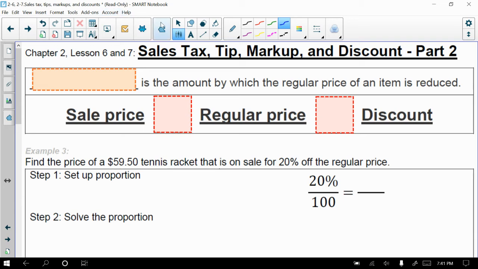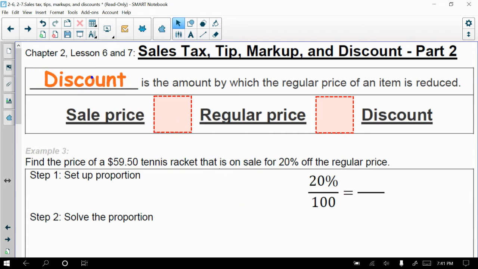All right, next up we're talking about discount. This is the amount by which the regular price of an item is reduced. Okay, so we have sale price equals the original price, your regular price, that they tell you, hey, this is what the original retail price was. Then you subtract how much your discount is. And then that's how much you're actually paying.